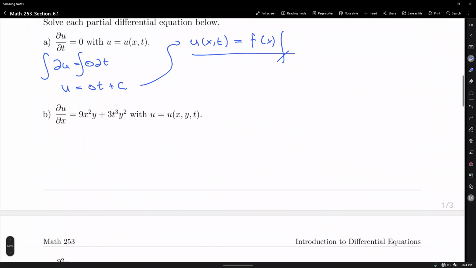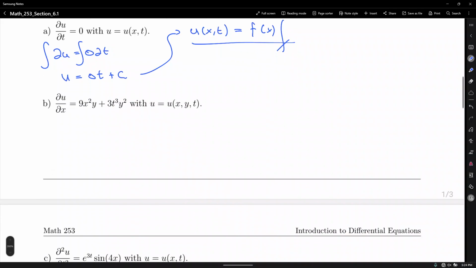All right, so letter B. The partial of u with respect to x equals 9x squared y plus 3t cubed y squared. Well, in this case, what do we have? The function is modeling a situation in the two-dimensional domain x, y, and time as well. Now, I'm going to do the usual separation of variables. The differential du equals 9x squared y plus 3t cubed y squared dx. So let's integrate both sides.